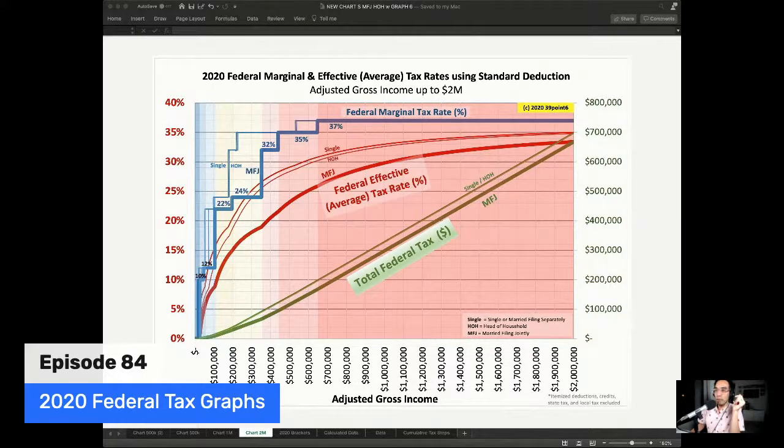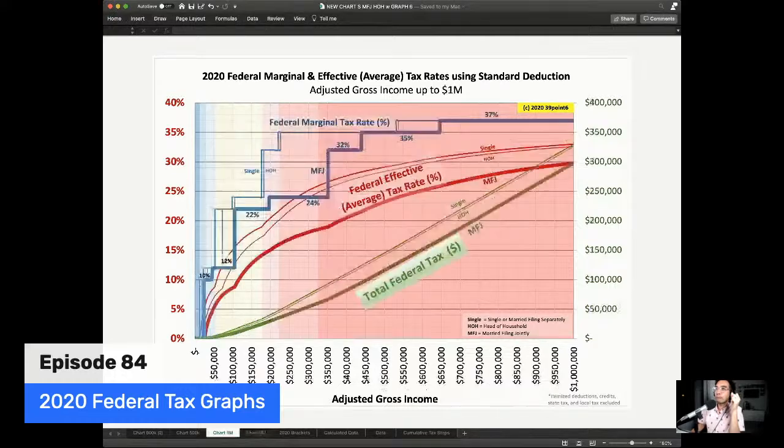In green, you have the total federal tax, married filing jointly. I have single and head of household on top of each other here because they are so close to each other when you're out at $2 million. For effective average tax, we have single, head of household, and married filing jointly. And for marginal tax rates, you can see single and head of household are over here, and then married filing jointly over there. Going back to the $1 million chart, there you go. It has all of that information.